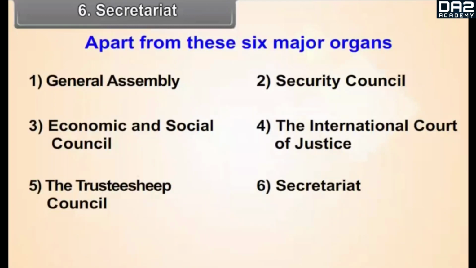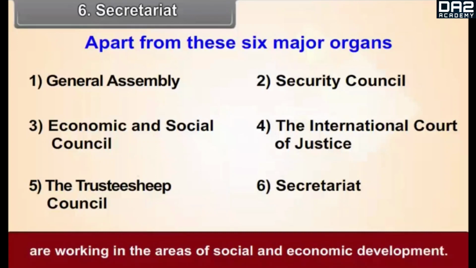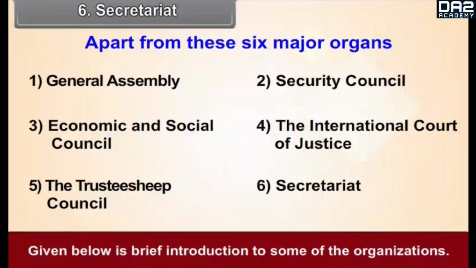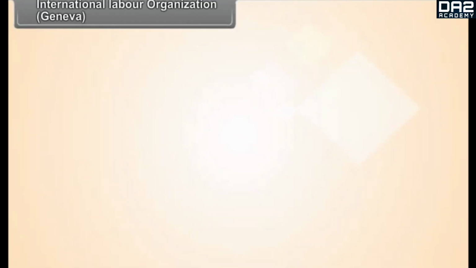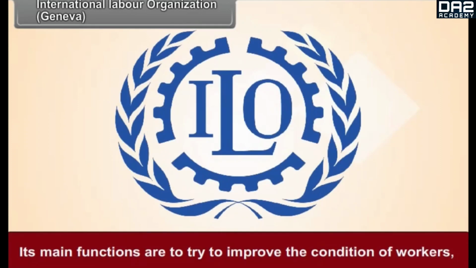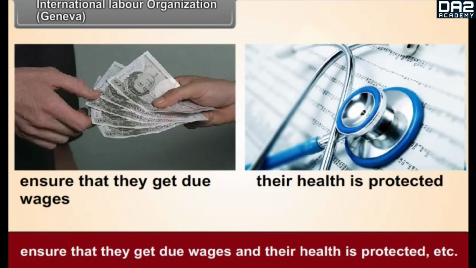Apart from these 6 major organs, many affiliated organizations of the UN are working in the areas of social and economic development. Given below is a brief introduction to some of the organizations. International Labour Organization, Geneva. Its main function is to try to improve the condition of workers, ensure that they get due wages and their health is protected, etc.